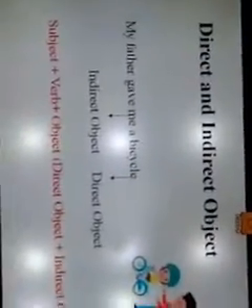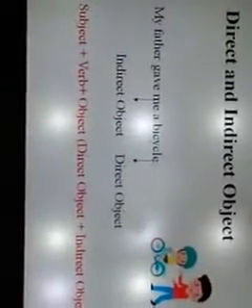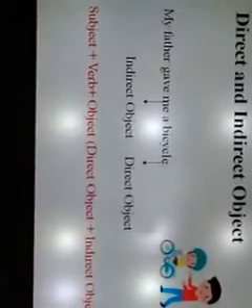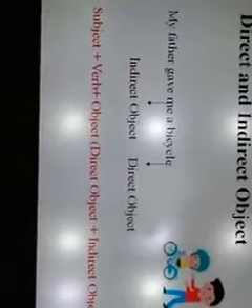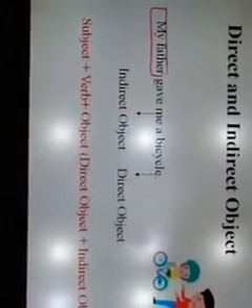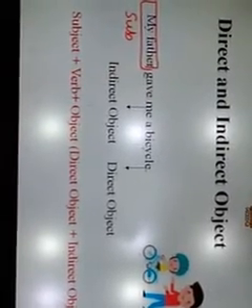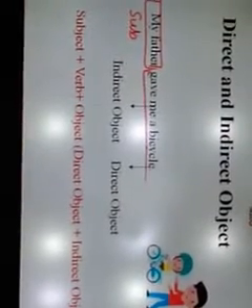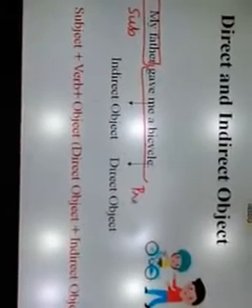Look at this picture. There is a beautiful picture of a father and a son. My father gave me a bicycle. What is the position of my father in this sentence? My father is the subject of this sentence. What is the predicate of this sentence? Gave me a bicycle is the predicate of this sentence.